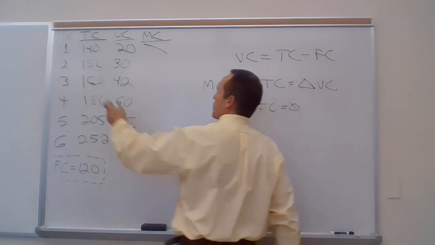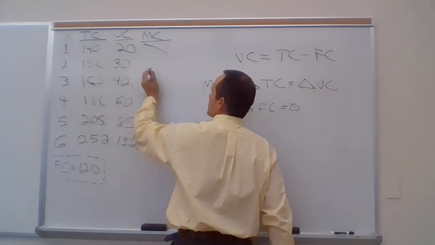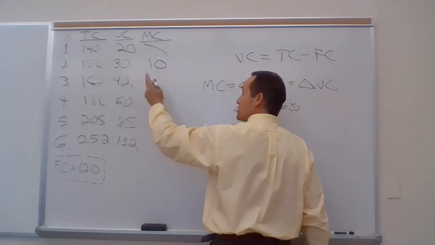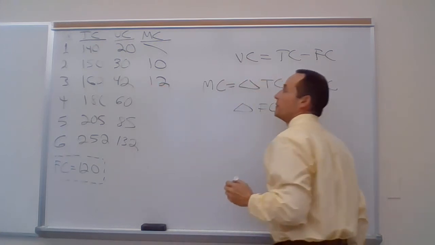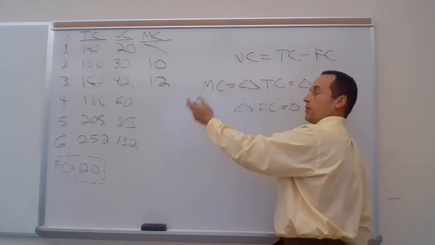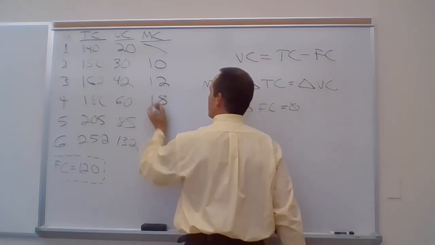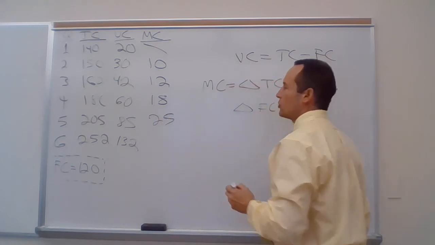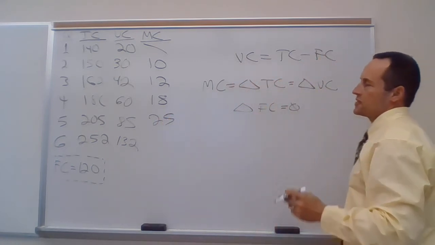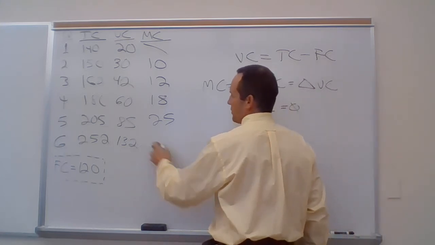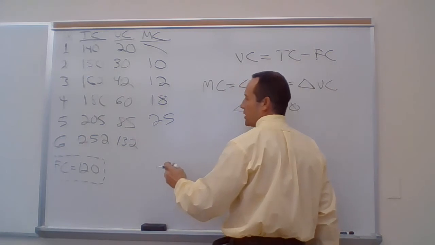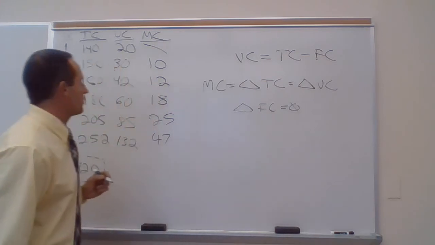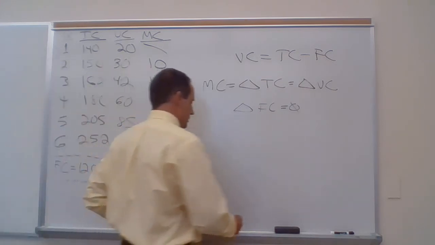What I want to say is this: going from 140 to 150 or going from 20 to 30 is a difference of 10. So we have that there. Going from 150 to 162 or 30 to 42 is a difference of 12. Going from 162 to 180 or 42 to 60 is a difference of 18. And we continue like that, so this will be 25. And the marginal cost, by making a 6th unit, what does that do to costs? What is the impact of a 6th unit? That is the difference right here, which is 47. Okay, now let us continue.